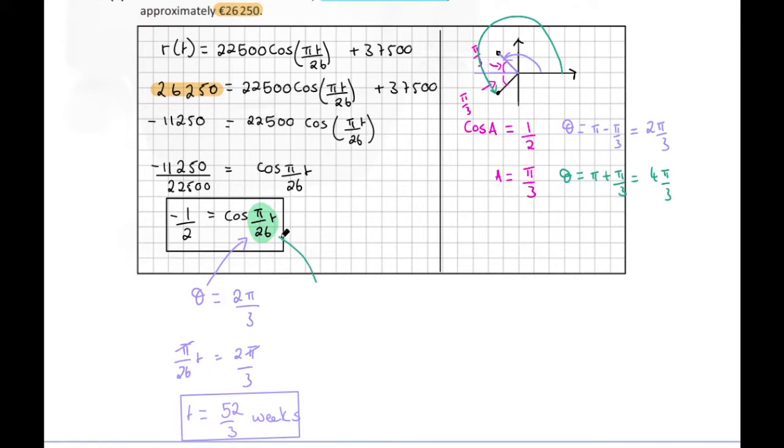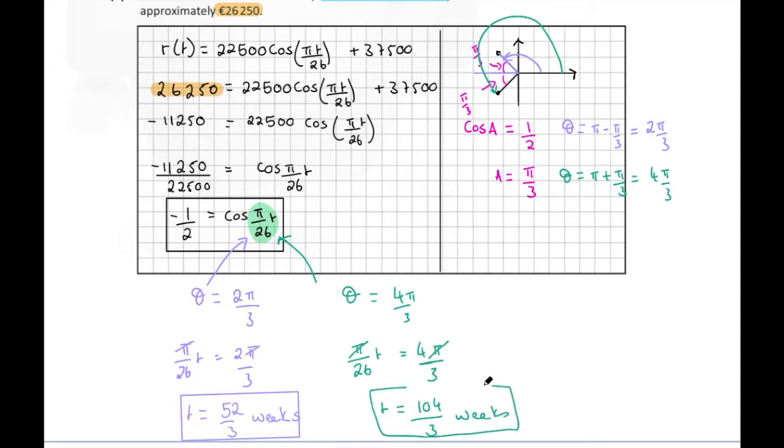So we also had that theta is equal to 4 pi over 3, but we know that theta, remember, is pi over 26 t. So we have pi over 26 t is equal to 4 pi over 3. Divide both sides by pi, multiply up by 26, and we're going to get 104 over 3 weeks. And there's the two values. So we really needed to pull on our knowledge of trigonometry to solve that problem.